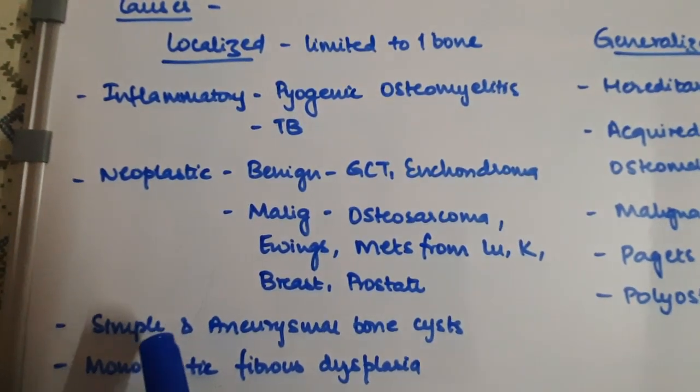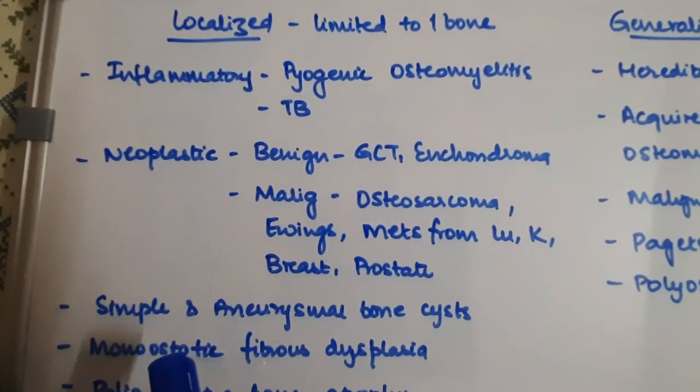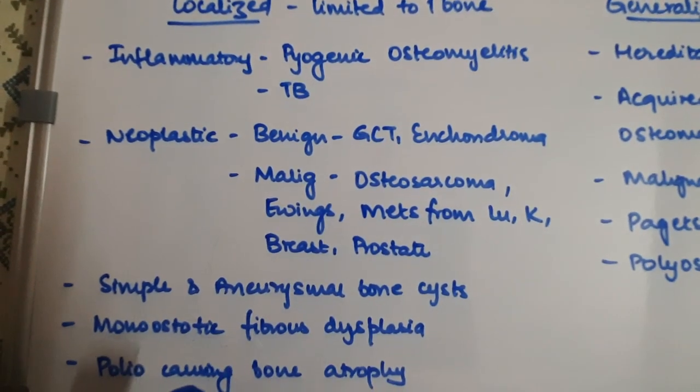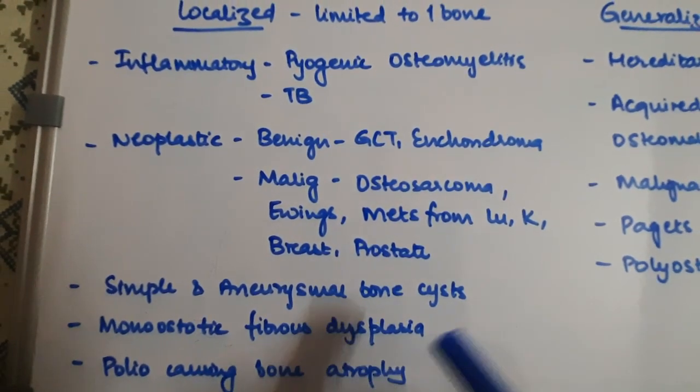Apart from that, simple and aneurysmal bone cysts also lead to pathological fractures, as do monostotic fibrous dysplasia and polio disease, which causes bone atrophy.